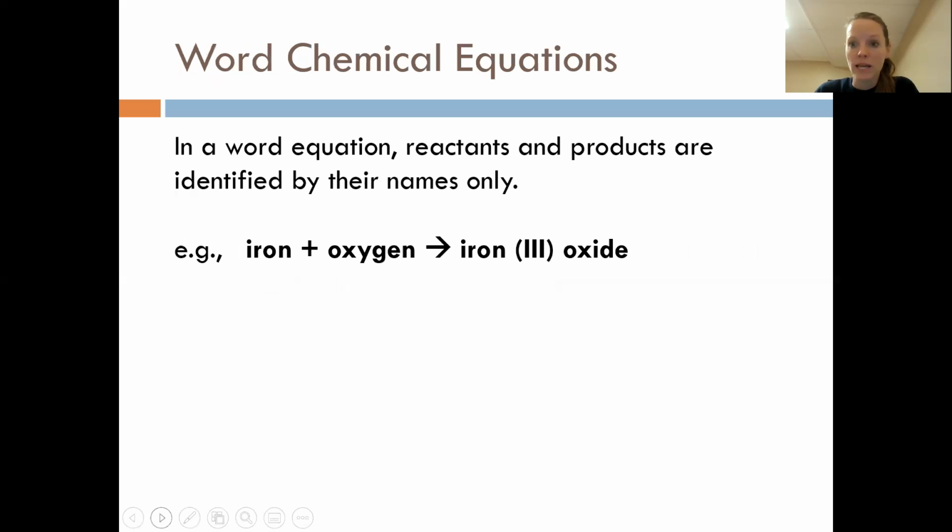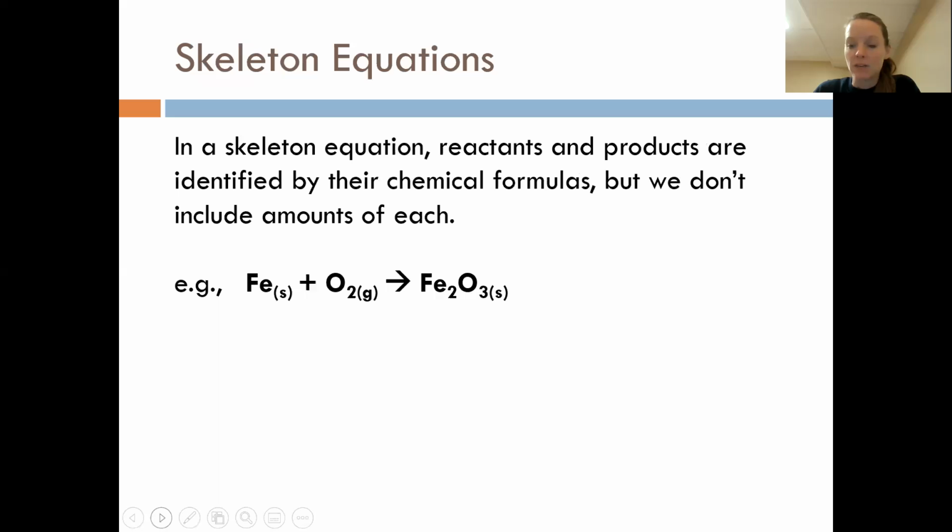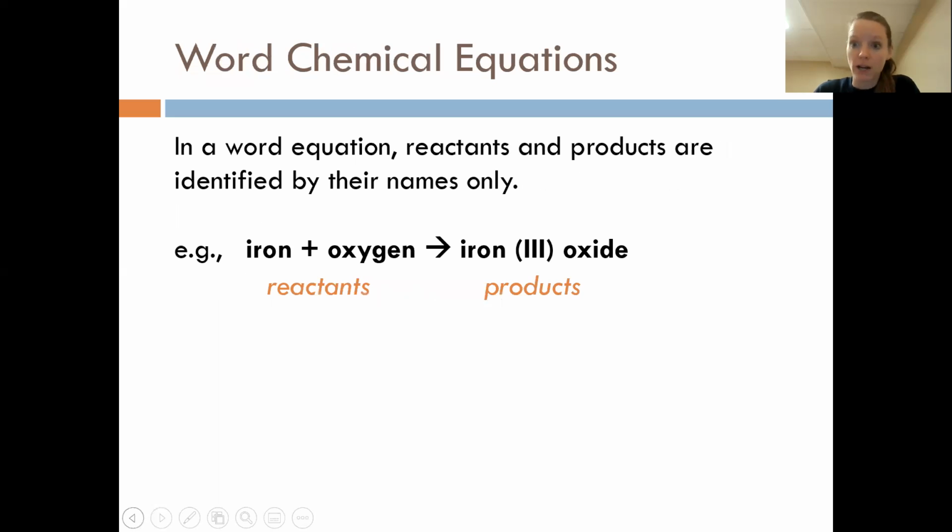So here's a word equation. Iron and oxygen will react naturally on their own. And when they do so, they make rust, which is iron(III) oxide. In a word equation, the reactants and the products are identified by their names only. So iron and oxygen are the reactants, and iron(III) oxide is the product. So one product is being made in this one. That's a word equation. It's written in words. Okay, so we wrote out iron, I-R-O-N, so on and so forth.